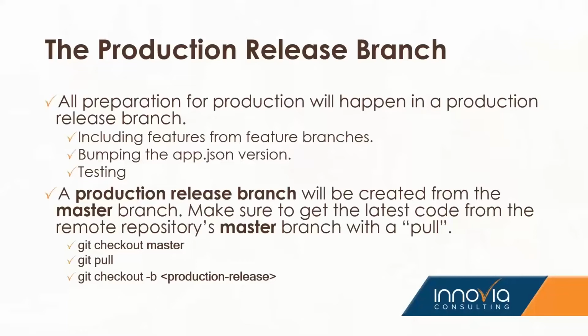And so you'll always want to create a production release branch from the master branch. You can do that with the command git checkout master. And you always want to make sure you have the latest code from the master branch, so you want to do a git pull after you do a git checkout. And then to actually create the production release branch, you're going to do git checkout -b and then the name of your production release branch. That -b tells Git to create a new branch.